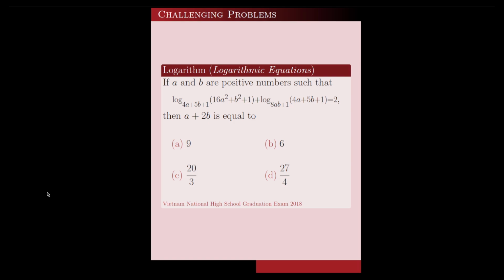Hello, in this video I'm going to solve the following challenging problem on the topic of logarithmic equations. If a and b are positive numbers such that logarithm of this expression to this base plus logarithm of this expression to this base equals 2, then a plus 2b is equal to.